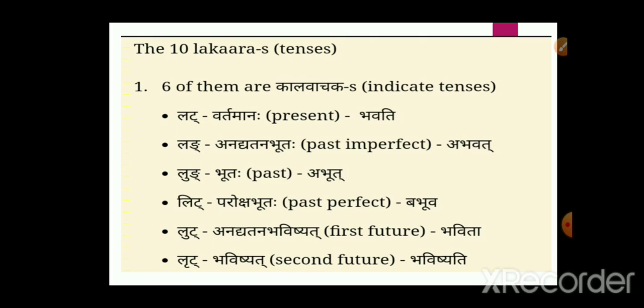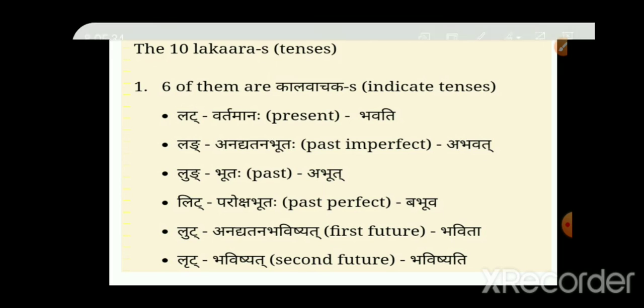And the fifth lakara is lut lakara. Lut lakara means first future tense. In Sanskrit, the name is anadyatana bhavishyat. And the last lakara among these six is rit lakara, that is second future tense, which is a bhavishyat. So among these 10 lakaras which are tenses, 6 of them are kalavachakas. We have seen all these 6. As of now, in a high level we have seen. In the next class we will know in detail. And then let's move further.